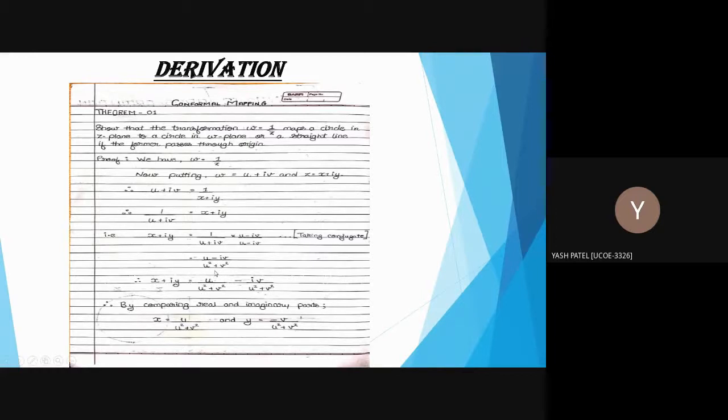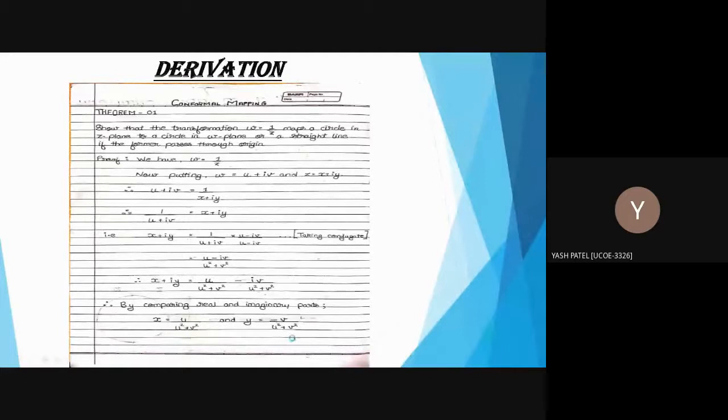Therefore, X plus iY equal to U upon U square plus V square minus iV upon U square plus V square. By comparing real and imaginary parts, we get the values of X and Y, that is X equal to U upon U square plus V square and Y equal to minus V upon U square plus V square.